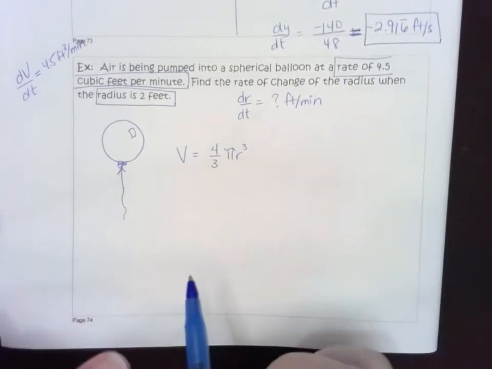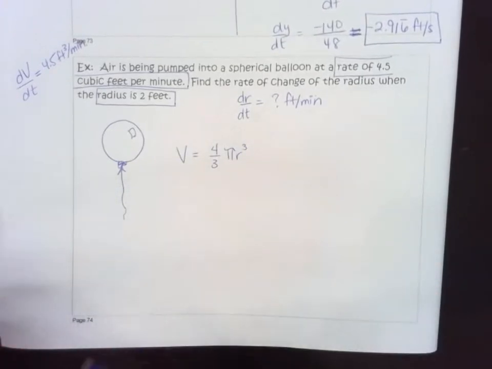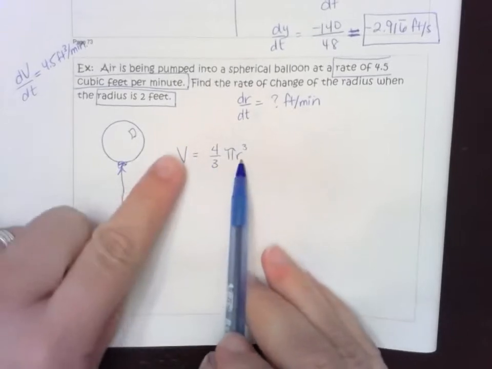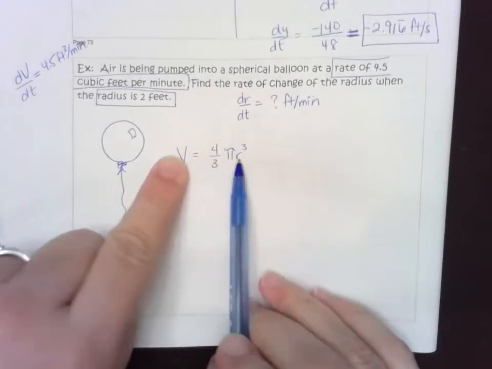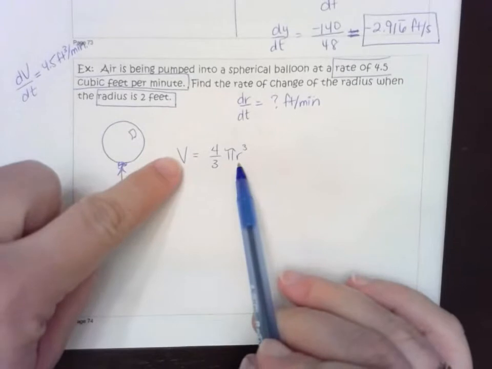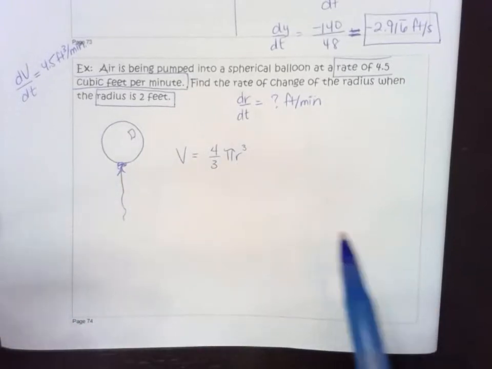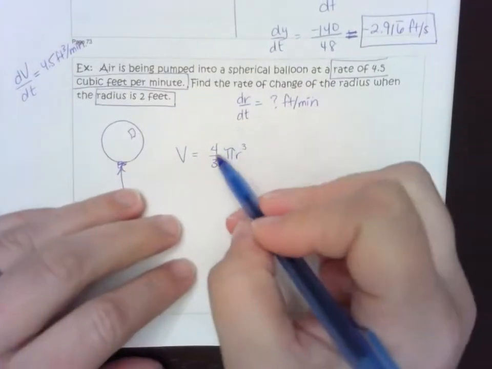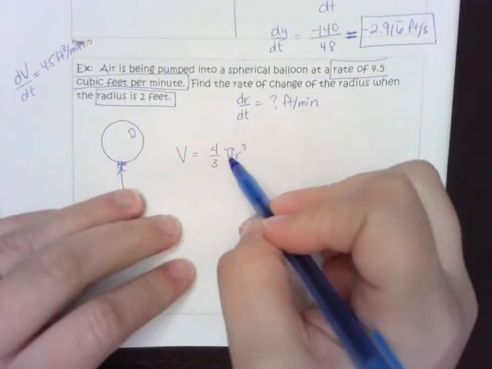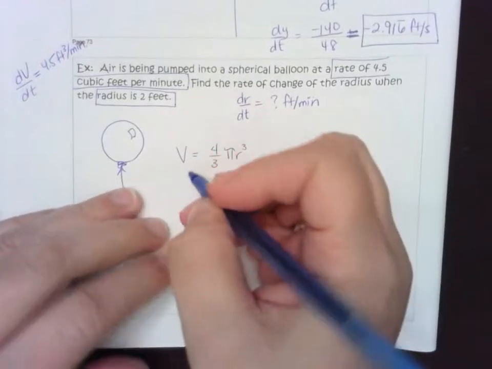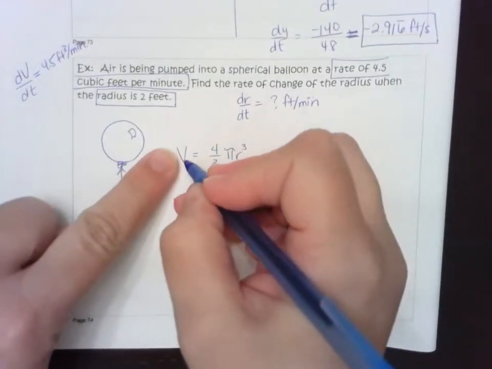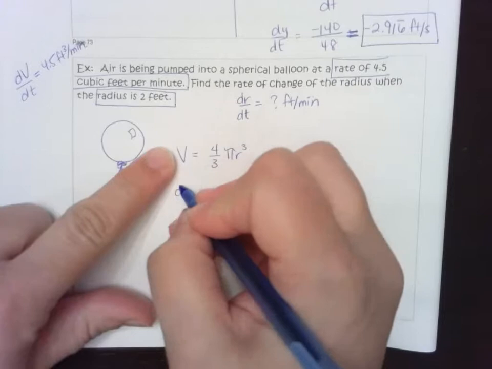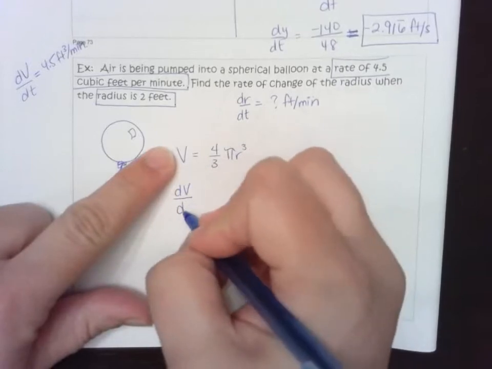How many variables are in here? Well, I say variables, but technically they're really functions with respect to t. The volume is changing over time, the radius is changing over time. So I have two functions. t is not in there, but t is what we're taking the derivative with respect to. 4/3 pi is a constant, our coefficient. What's the derivative of a variable that's not t? It's d variable over dt.